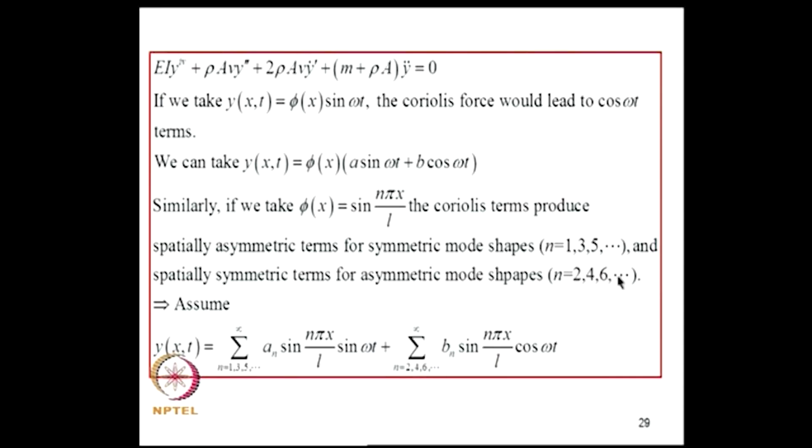So what we do, therefore, is assume a single mode shape in a Fourier series like this. It has sin n pi x by L terms with odd indices multiplying sin omega t, and again sin n pi x by L with even indices multiplying cos omega t. Mind you, this is not a modal summation; this is a series representation for a single mode, okay, that should be understood. This summation is not over omega n.